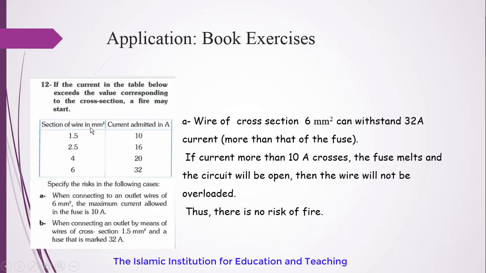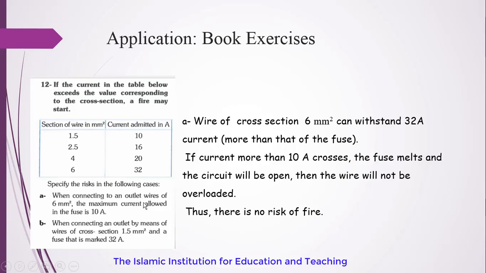It shows the section of wire in millimeters squared and the current admitted in this wire in ampere. When the section of the wire is 1.5 millimeters squared, the current allowed or admitted in the wire is 10 amperes. This means that it can carry up to 10 amperes without having fire. When the section increases, the current increases, as we can see in this table. Specify the risks in the following cases.